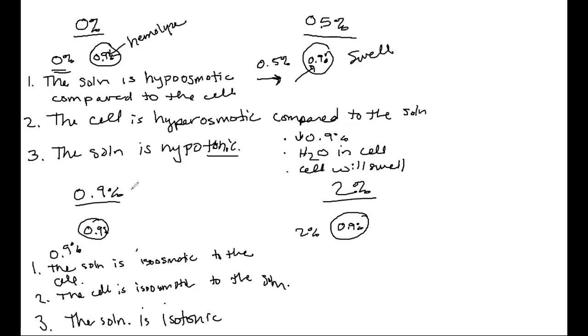Right. So if I put a red blood cell in an isotonic solution or isoosmotic solution, you know that the concentration of the solution is 0.9% particles, because the red blood cell is 0.9% particles, and so there's going to be no massive movement of water, right? Some water is going to move in, some water is going to move out, but there's going to be no change. What about 2%?